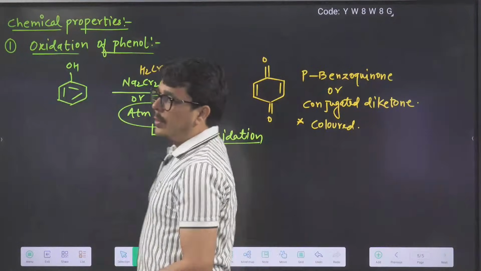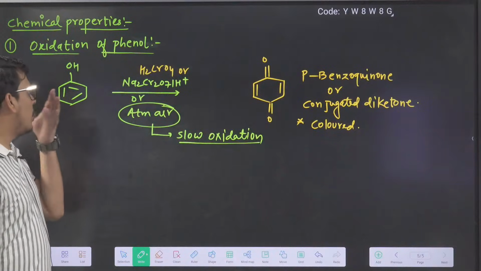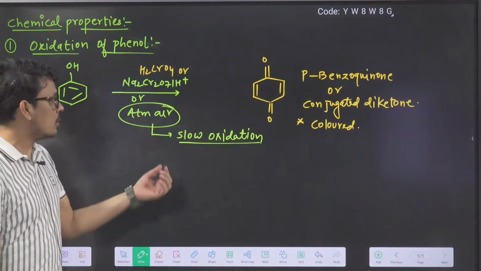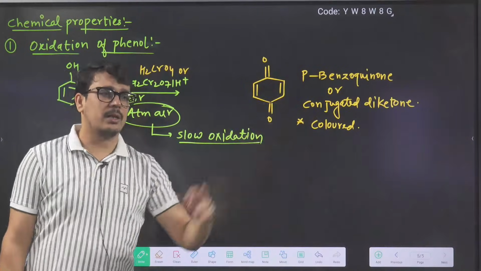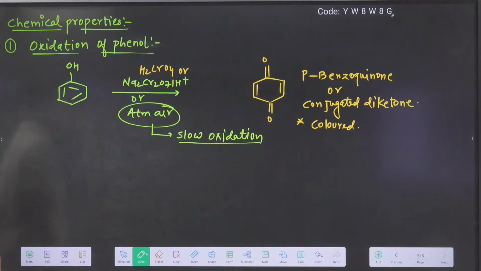A colored compound. So you found one question in NCERT that phenol becomes dark when exposed to air. Reason? Because of its oxidation, it is converted to conjugated diketone. Clear to everyone? Yes or no?